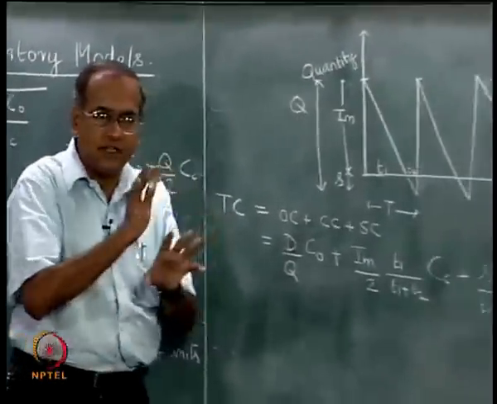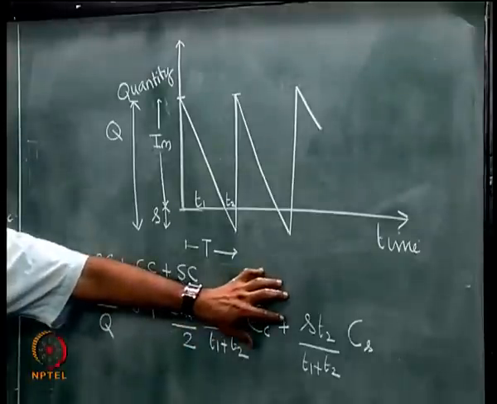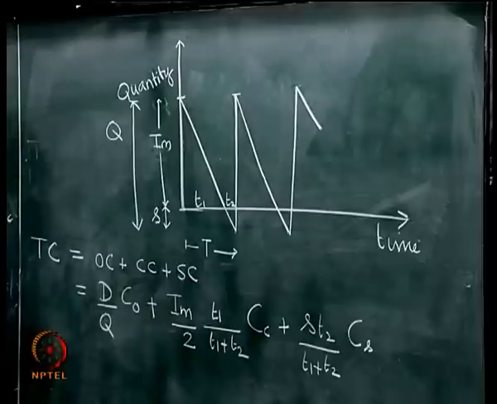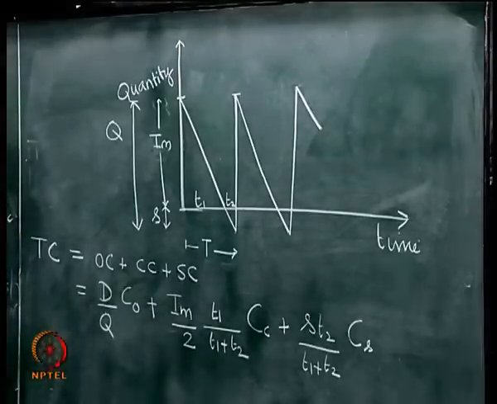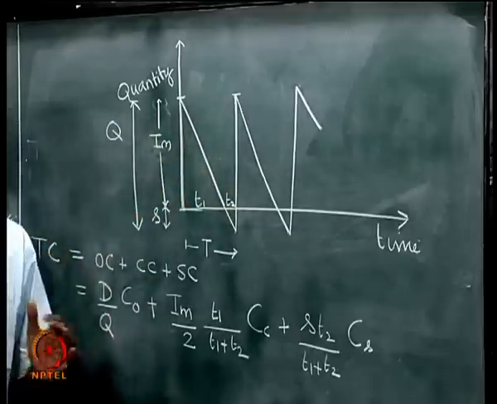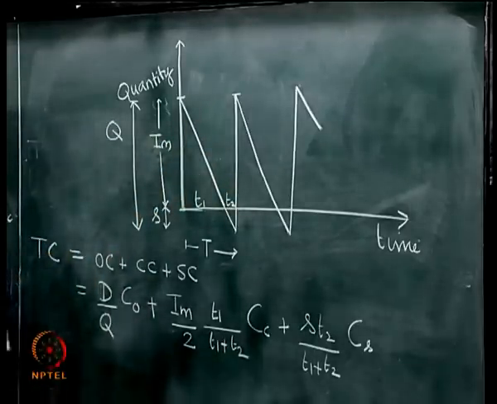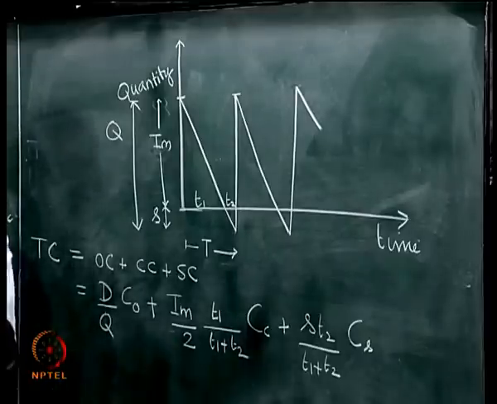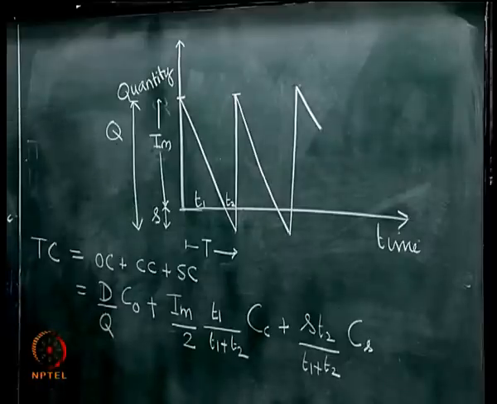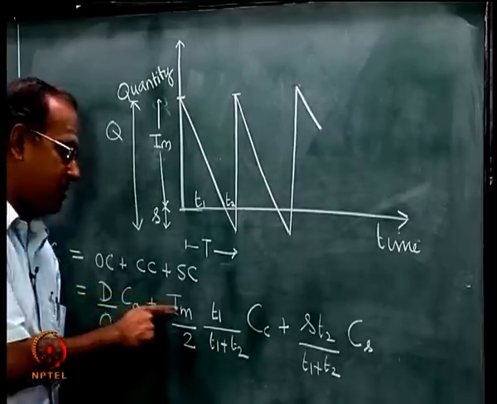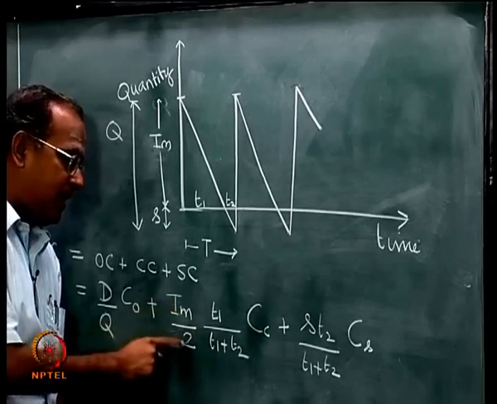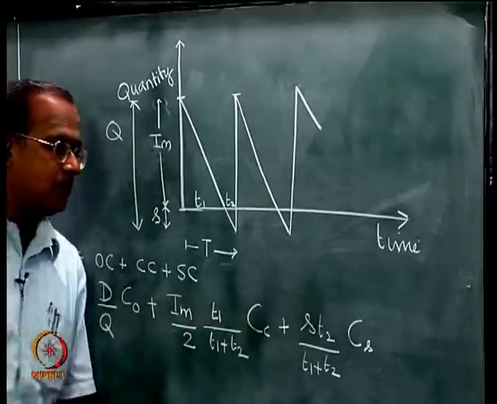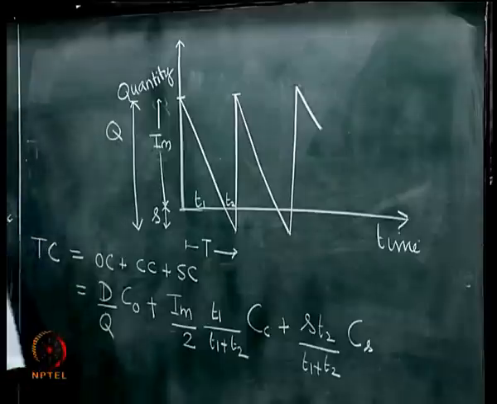Note the difference. In the earlier model, this was Q by 2 into CC. Now it is Im into T1 by 2, divided by T1 plus T2, and so on. The basic motivation is that if you take a cycle, the part of the cycle which is T1 is where we hold inventory, and the remaining part which is T2 is where the back order is there. So the inventory portion contains the area under the inventory curve, Im by 2 into T1 for a period T1 plus T2, and S by 2 into T2 for a period T1 plus T2.